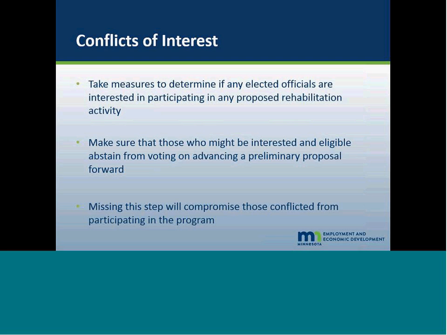So if the city is going to move forward with an application, a grant application, and one of the board members just has a thought that they might do it, may vote on it, then that is a clear conflict, that they vote for it and then are trying to receive grant dollars down the road. Missing this step will compromise those conflicted from participating in the program. And again, if you do have any questions about that, please contact your rep. We've been happy to walk you through that process.